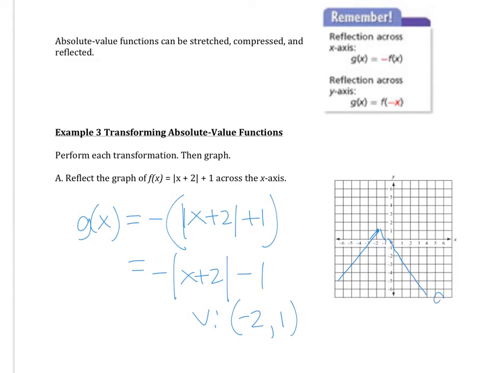What would f of x look like without that? It would just have the same vertex, except it would open up, and that would have been your f of x.